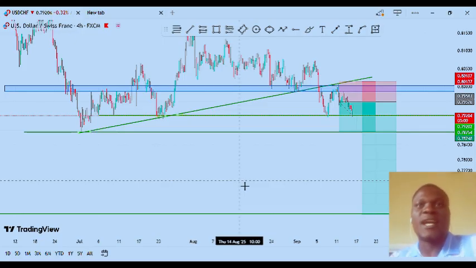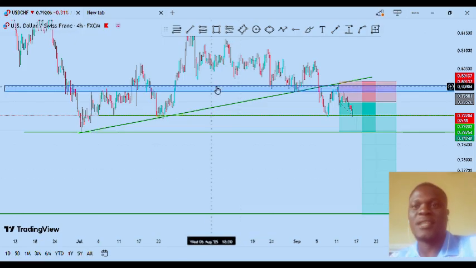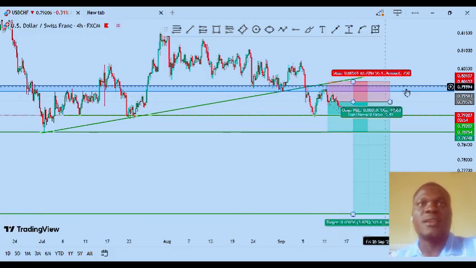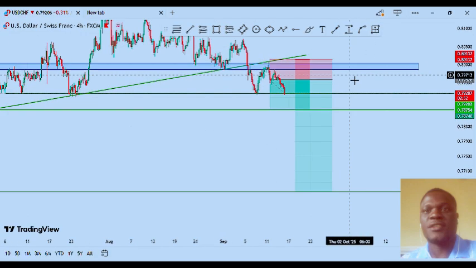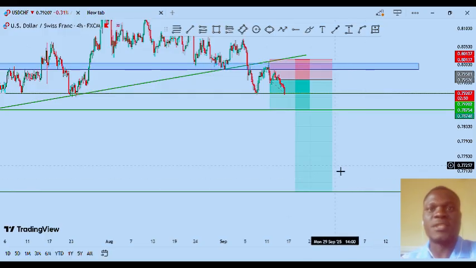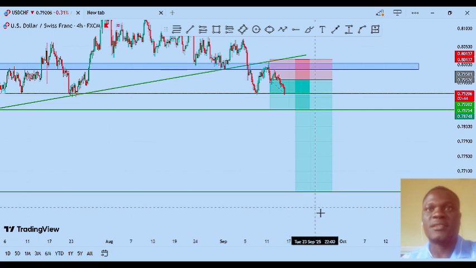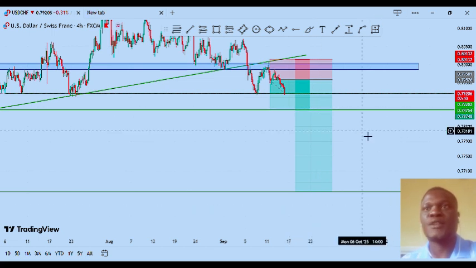This is how I was able to jump in on my second entry on this USDCHF. The USDCHF trade is already running, so we just allow the trade to play out. Overall target is 7.6545. Second target is right here at 7.9202.